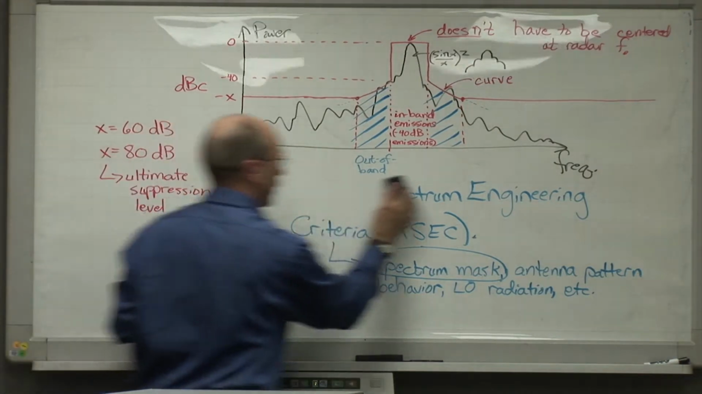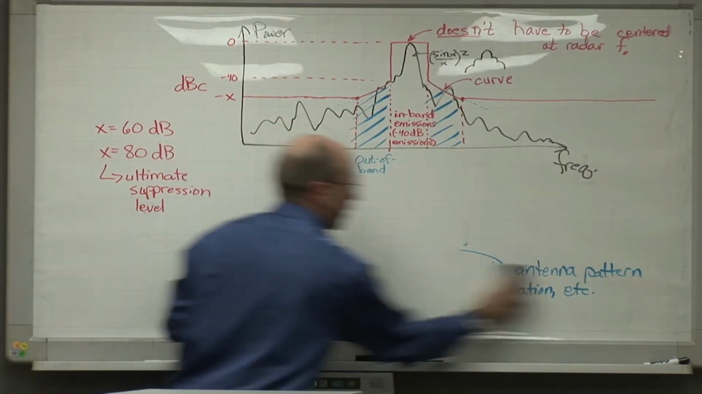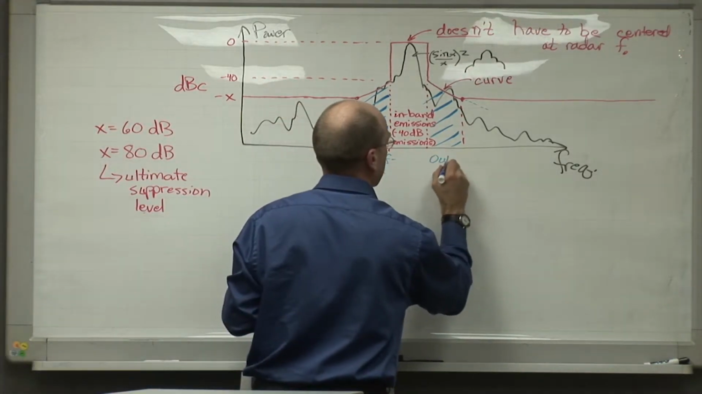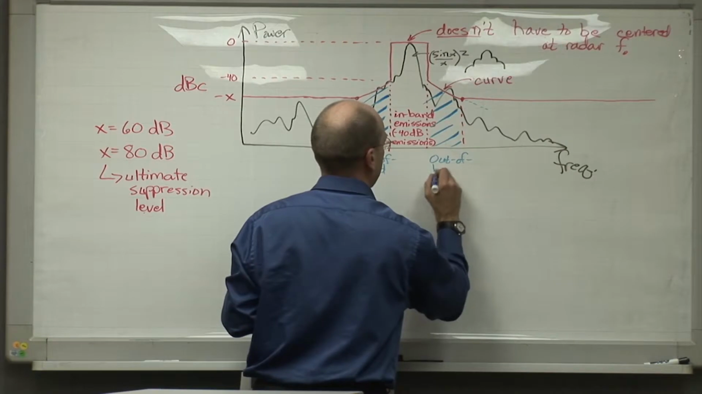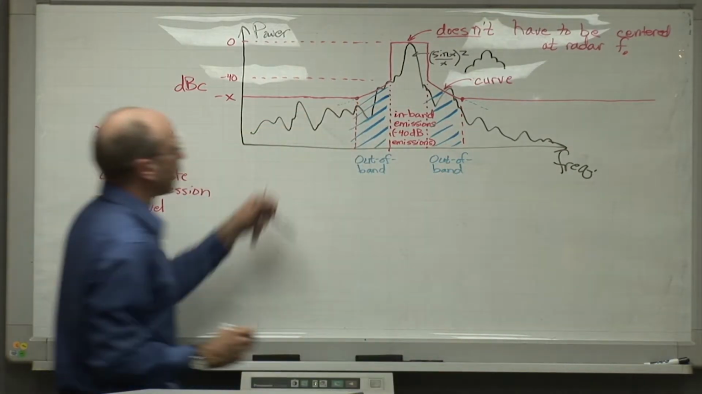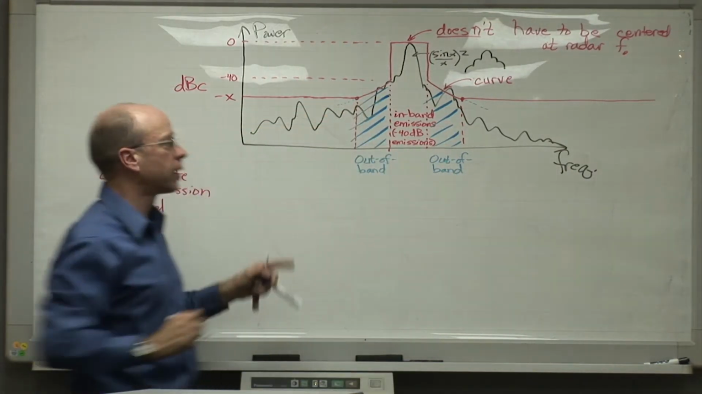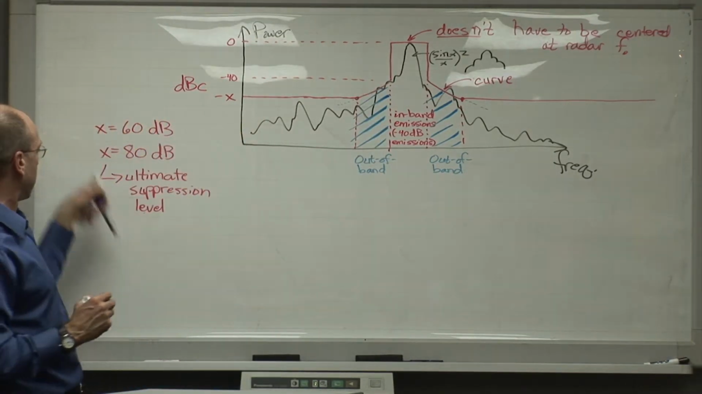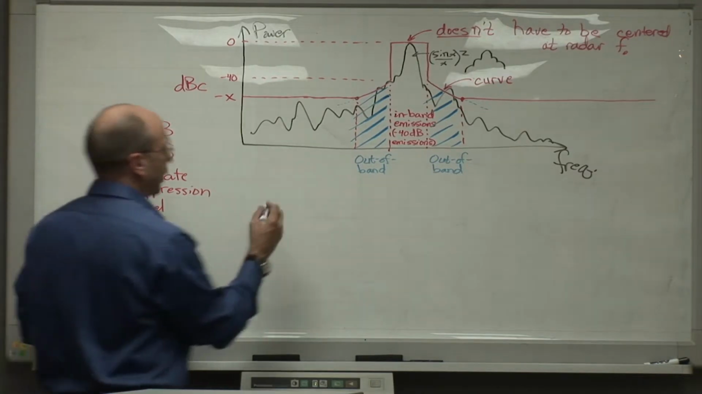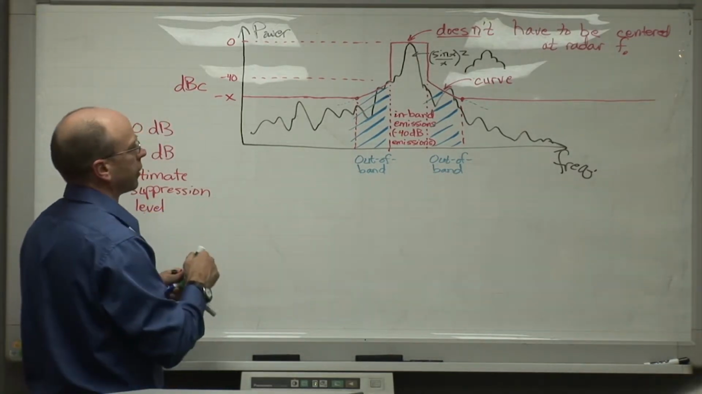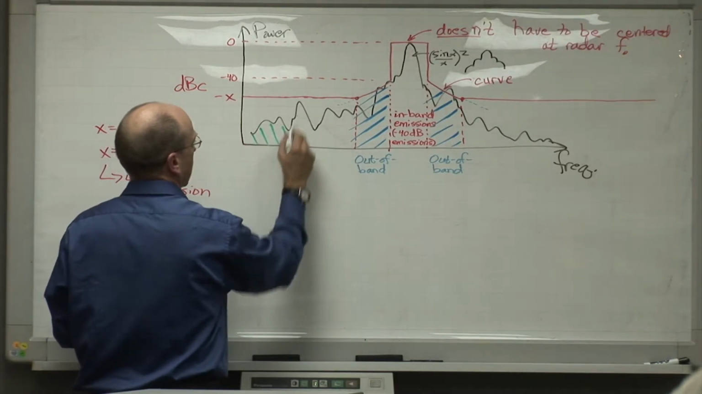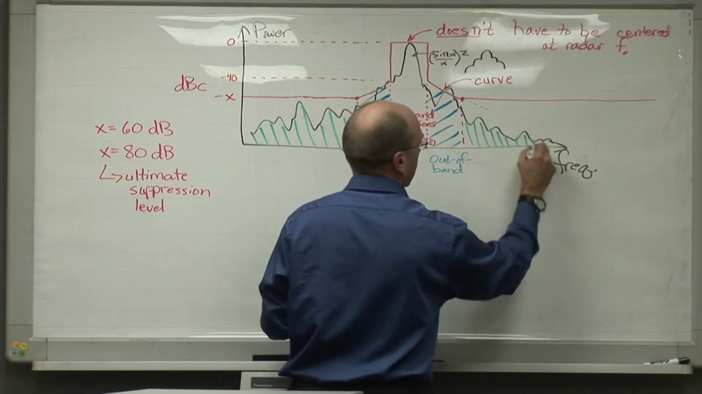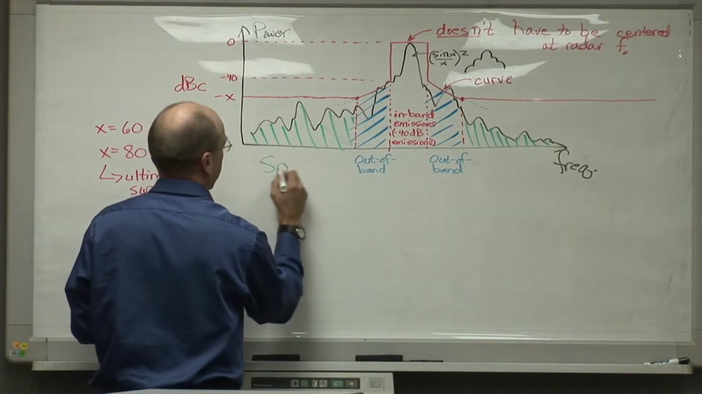I'm going to erase this part down here. I'm going to make it a little more obvious what I'm doing. So out of band and out of band. These are the so-called out-of-band emissions, this part of the spectrum right in here, where we're rolling down from the minus 40 point to the ultimate suppression point, minus X. And then the rest of the spectrum, which I'll color in green, like this, is spurious.